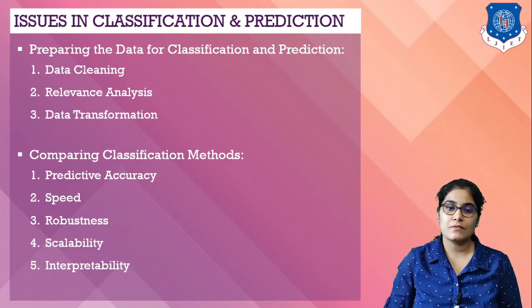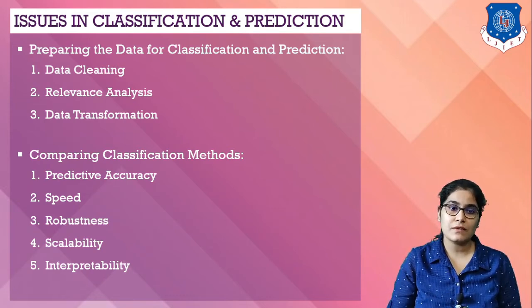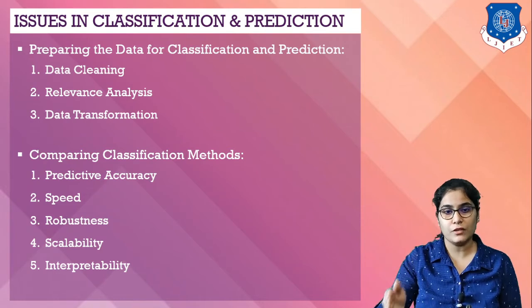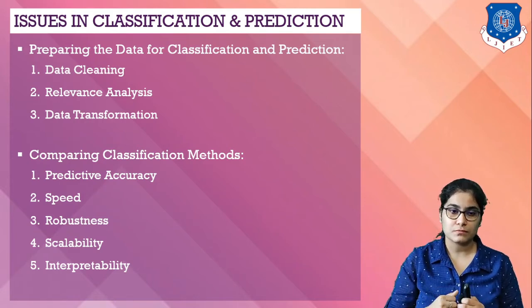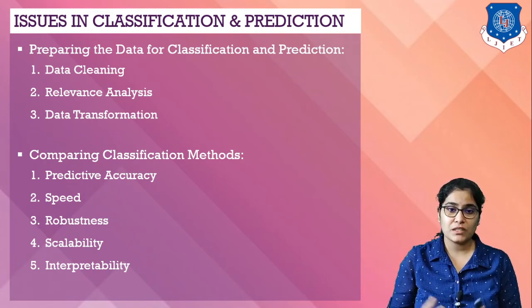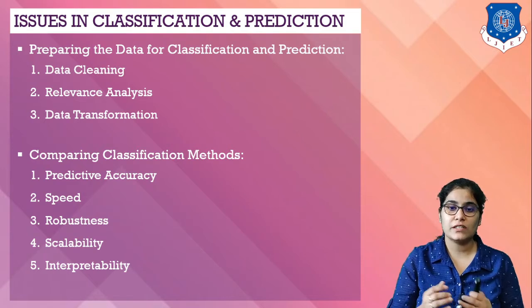Second step is relevance analysis. Many of the attributes in the data may be irrelevant to the classification or prediction task. For example, data recording the day of the week on which a bank loan application was filled is unlikely to be relevant to the success of the application. Furthermore, other attributes may be redundant. For example, age can be derived from the date of birth. So there is no need to have both the attributes, that is age and date of birth. Such attribute is called redundant attributes.